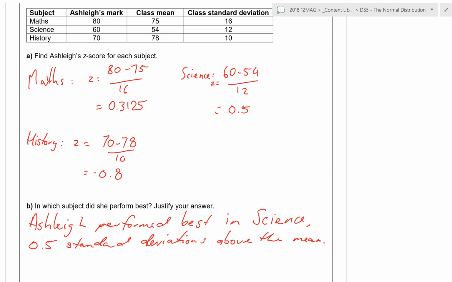That should do it. Okay, comparing Z-scores. They are a useful tool. They're a tool that I use when I am looking at, for example, your performance in topic tests.